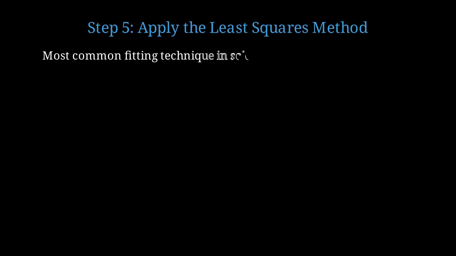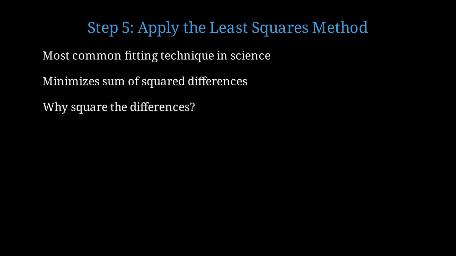Now comes the mathematical core of data fitting, the least squares method. The least squares method is by far the most common fitting technique used in science and engineering. It works by minimizing the sum of the squared differences between your observed data points and the values predicted by your model. You might ask, why do we square the differences?